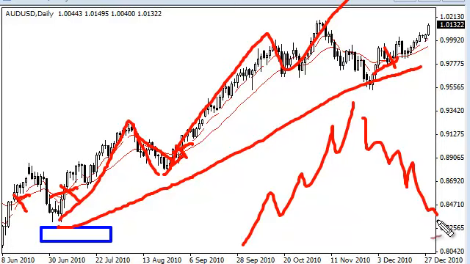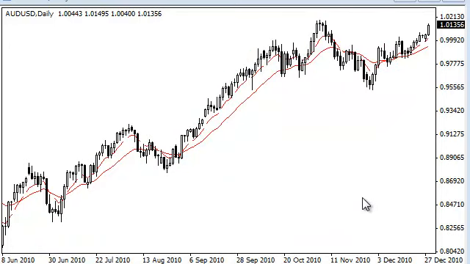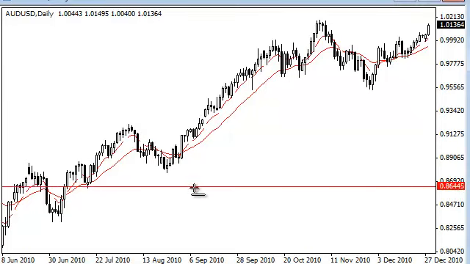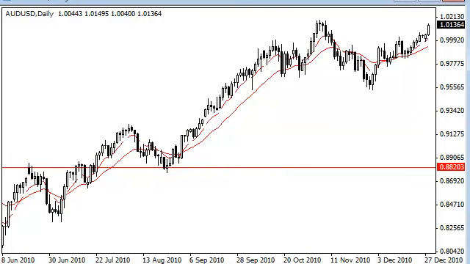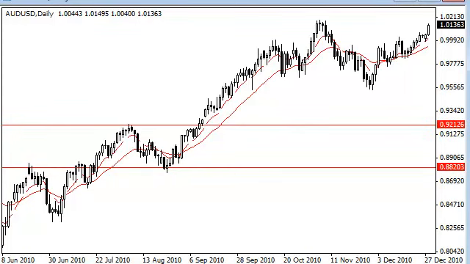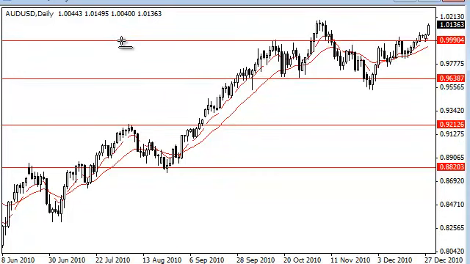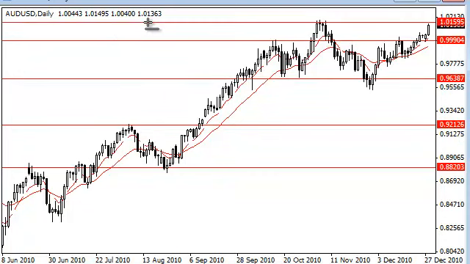Now I'll just get rid of that. The other thing that I want to point out, this is the third variable, is the levels in the market. And you can see that levels on the long-term chart are very relevant. Just drawing them in now, and you can see the most obvious points that are lining up here.